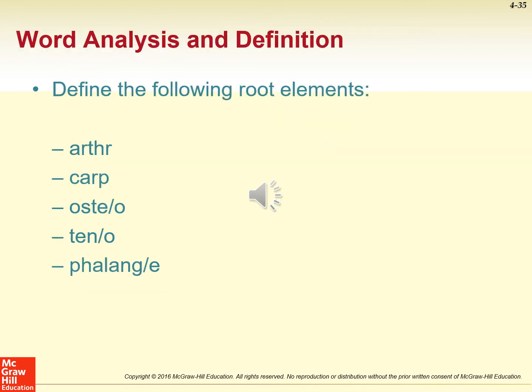So we're going to define the root elements in these. So arthr, right, means joint. Carp is your wrist bones. Osteo is bone. We talked about that. Teno is tendon. And phalange is phalanx. So that could be your finger or your toe. Either one of those are your phalanges. Now, if you'd like to use these 5 root words for some of those 10 flashcards you're making this week, this would be a good option.